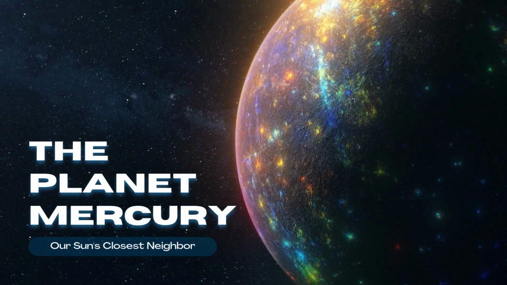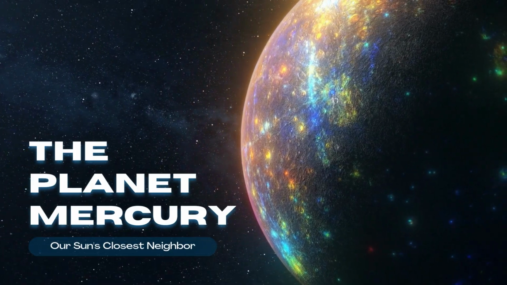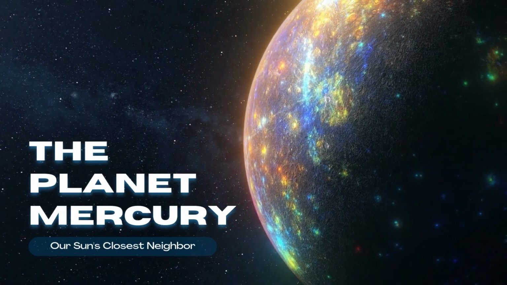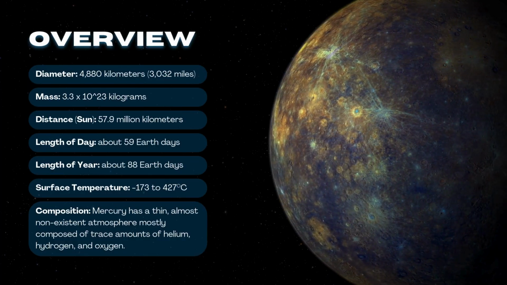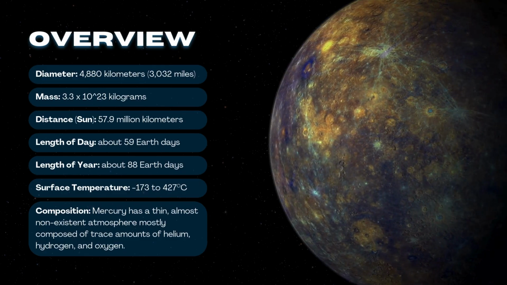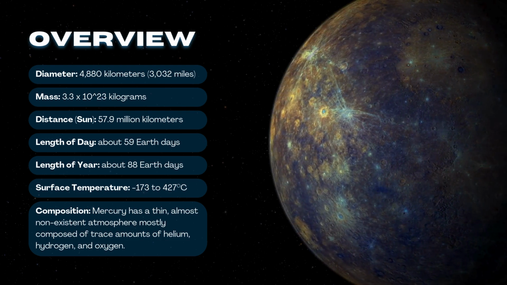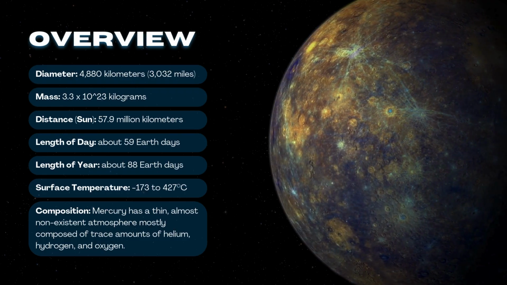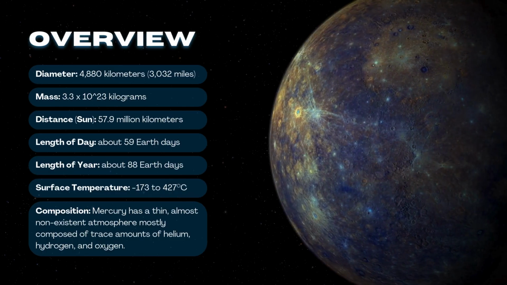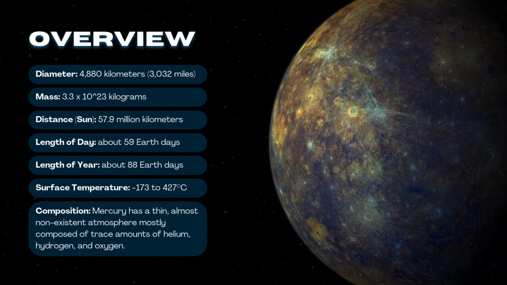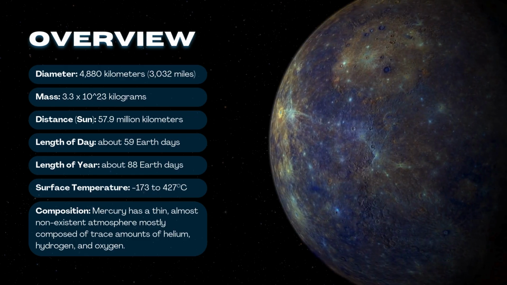The planet Mercury. Our Sun's closest neighbor. Overview. Diameter, 4,880 kilometers, 3,032 miles. Mass, 3.3 × 10^23 kilograms. Distance, Sun, 57.9 million kilometers. Length of day, about 59 Earth days. Length of year, about 88 Earth days. Surface temperature, minus 173 to 427 degrees Celsius.